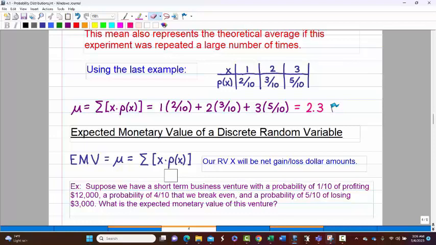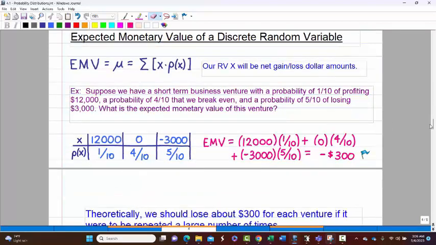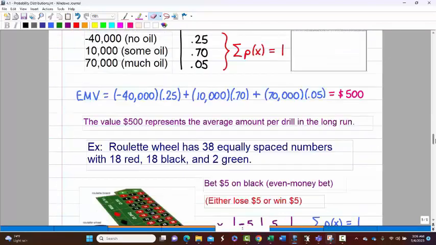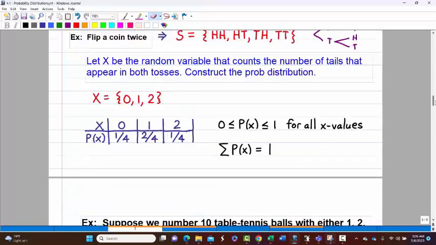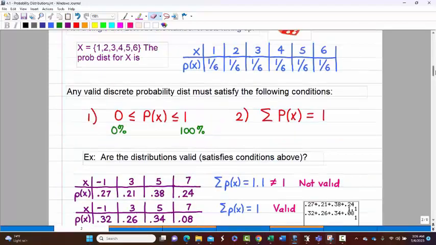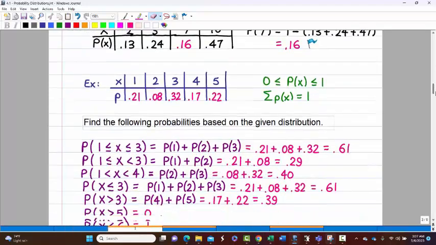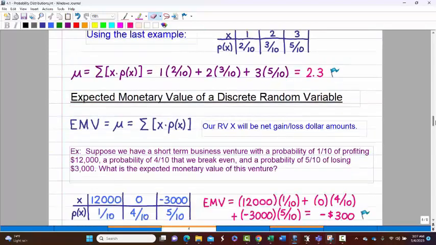But when we talk about this EMV, or more specifically EV, I'm almost tempted to change these to EV because expected value is kind of what we're usually used to using. So I may just say EV, even though it says EMV. But this is when you have monetary outcomes involved in the problem. Money gain or loss, and our random variable X is going to be the net gain or loss per a certain situation.